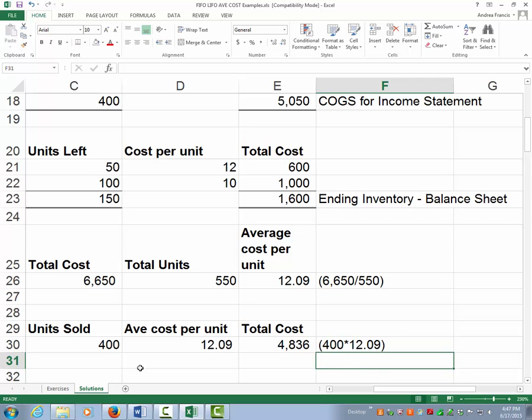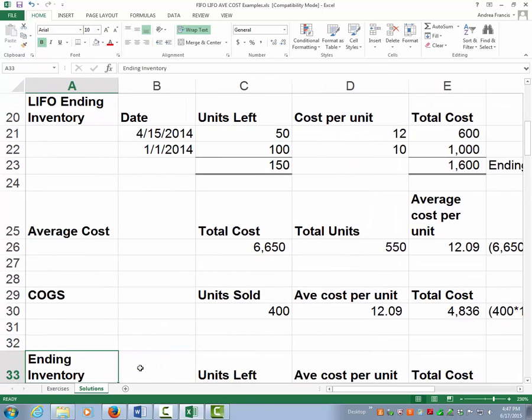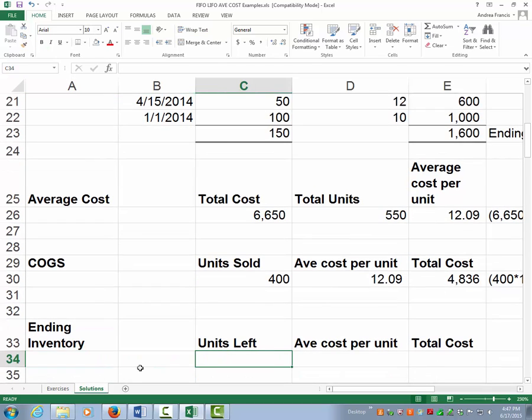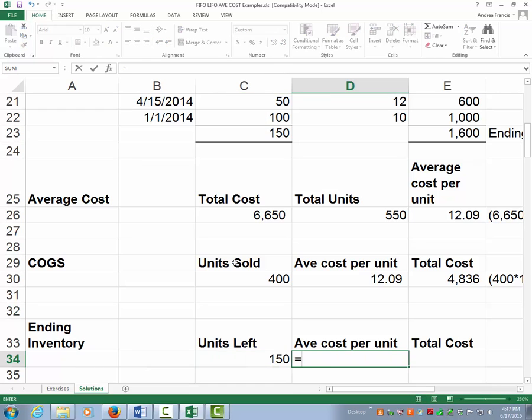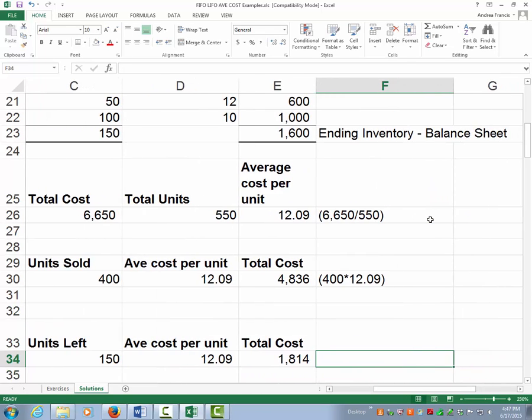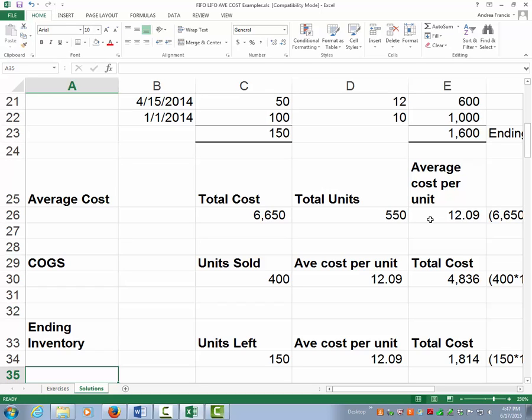I rounded the 12.09. And then finally, for ending inventory, you are going to take the units left, which is 150. We've calculated that before, and we are going to take the average cost per unit, and we are going to multiply out the 150 times the average cost per unit. So 150 times 12.09. That's going to give us the ending inventory for the balance sheet.